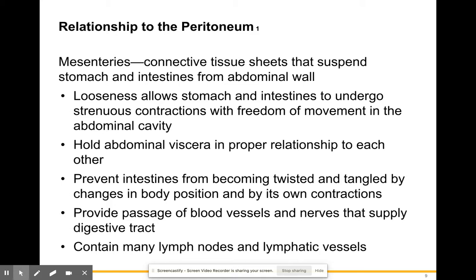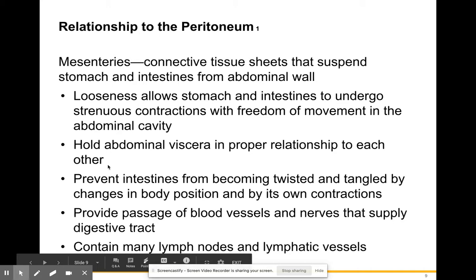And the same thing for you. It would not be fun for you to have a tangled up digestive system, or tangled up intestines, because that could block waste from getting out of your body, and that could lead to a kind of poisoning. The mesenteries also provides blood vessels and nerves to supply the digestive tract, and it contains many, many, many lymph nodes. We saw that from the previous chapter on the lymphatic system.